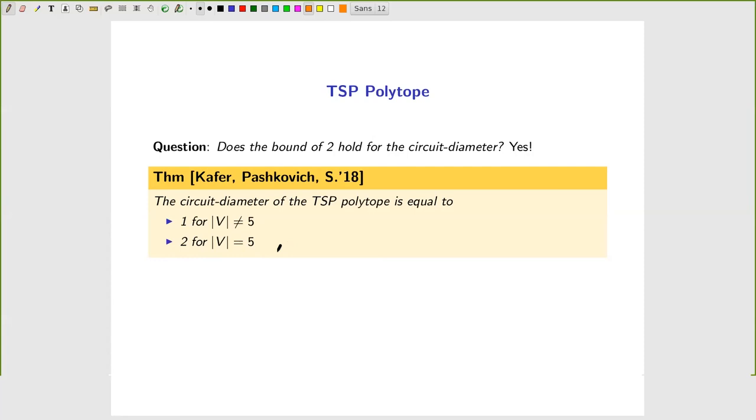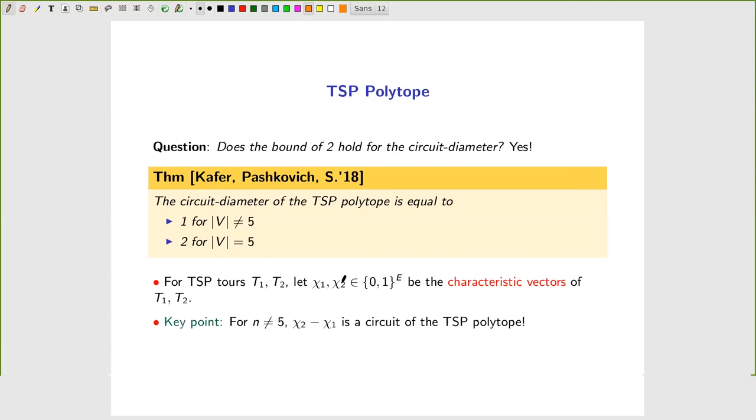for the combinatorial diameter. So we don't have a description of the TSP polytope, so which circuits are we going to use? The main thing is that if you have two TSP tours, let's consider K1 and K2 to be the characteristic vectors. The key point is then, if n is different from 5, then K2 minus K1, just moving directly from T1 to T2, is going to be a circuit of the TSP polytope. And that's why you always have a bound of 1. Basically, this is saying if you take two extreme points, there is always a circuit that lets you connect them. And as I said, we don't really have a description of the TSP polytope, so which are the inequalities that we're going to use to actually infer that there is a circuit between them?